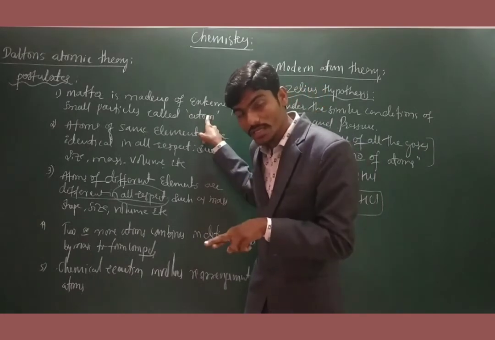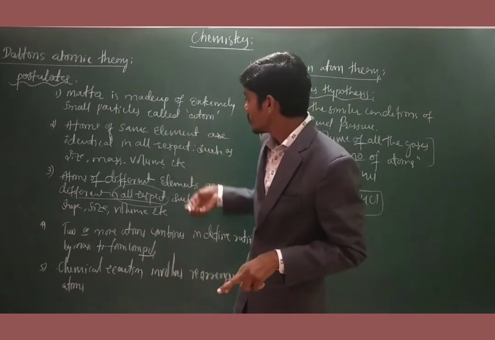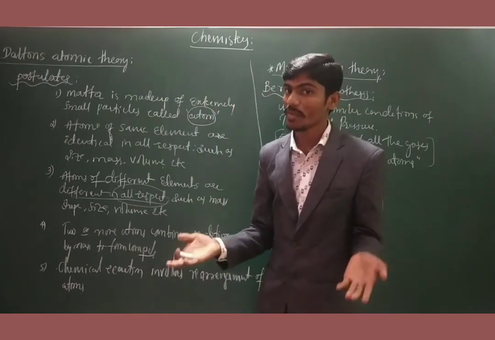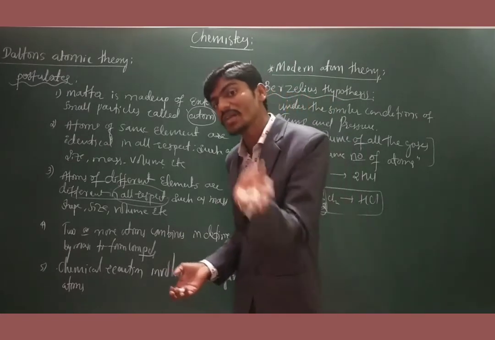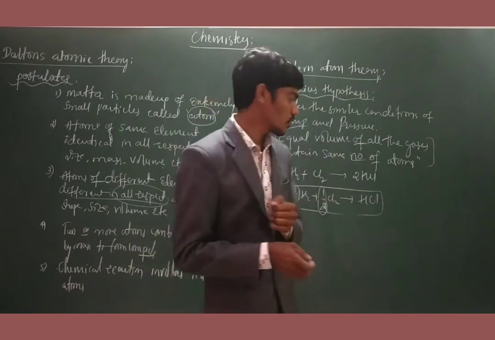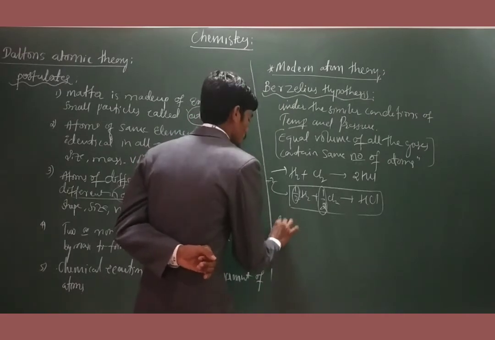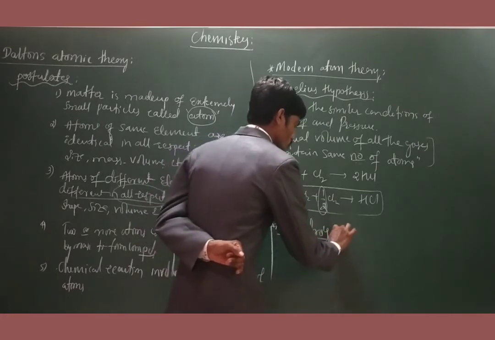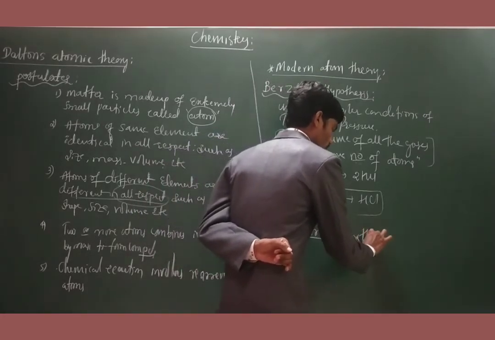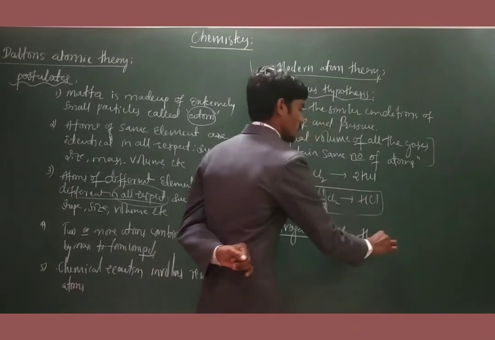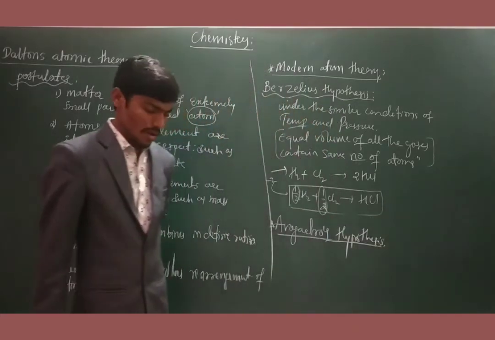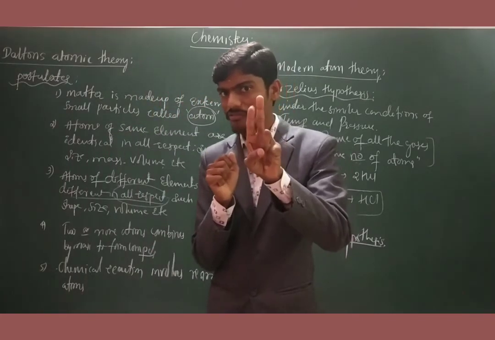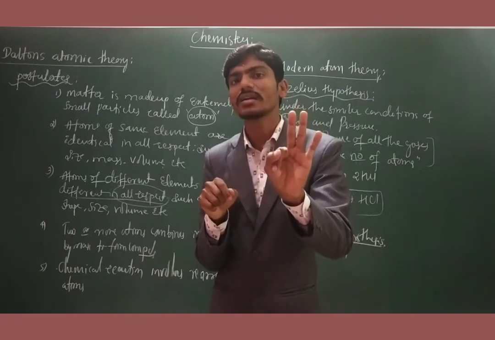But along with this, Avogadro considered these atoms or molecules you are going to define here. Matter may be made up of atoms or molecules. So according to Avogadro's hypothesis, he considered matter is made up of extremely small particles. Two kinds of extremely small particles are called atoms and molecules.